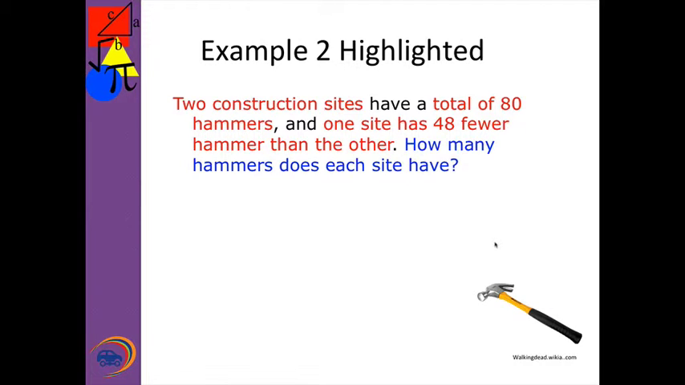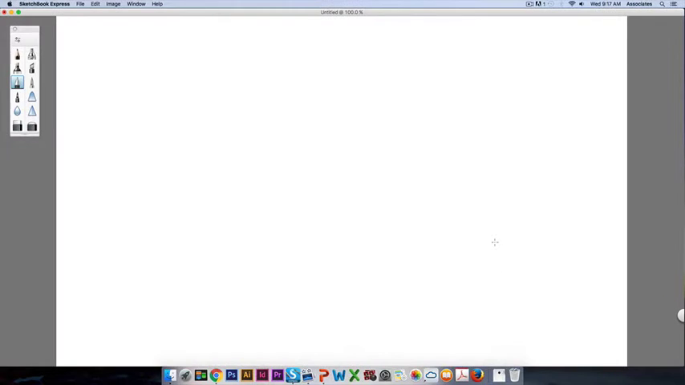We have 2 sites, total of 80 hammers. One site has 48 fewer hammers than the other. And in blue, I put what I'm going to solve. I need to find out how many hammers each site has. So I'm going to need 2 answers when I get finished. All right, let's go to our slates and see what we can come up with.